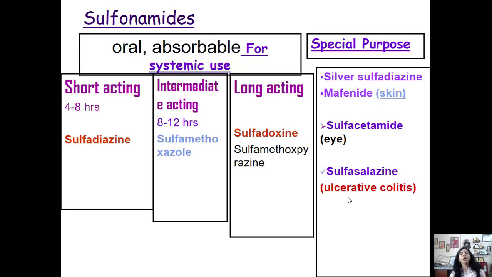You can see here, oral absorbable for systemic use is short acting 4 to 8 hours sulfadiazine, intermediate acting 8 to 12 hours sulfamethoxazole, and long acting sulfadoxine. And these are all meant for oral use for absorption. And then we have the special purpose sulfonamide, silver sulfadiazine and mafenide, to be applied on the skin for topical use, sulfacetamide again to be applied topically in the eye, and sulfasalazine, which is oral non-absorbable. Students, remember this. This is oral non-absorbable, meant for local action on the colon in patients who are suffering from inflammatory bowel disease, ulcerative colitis.